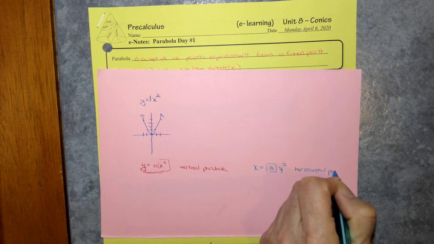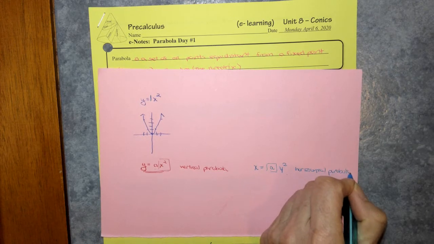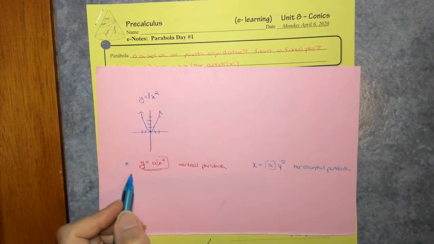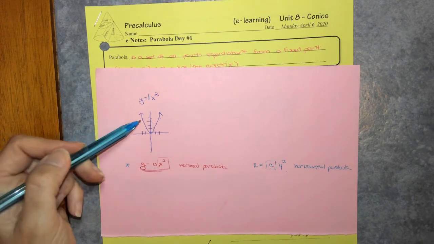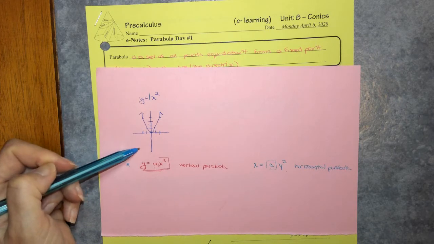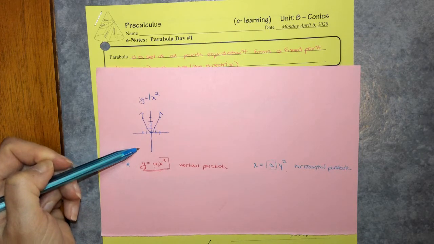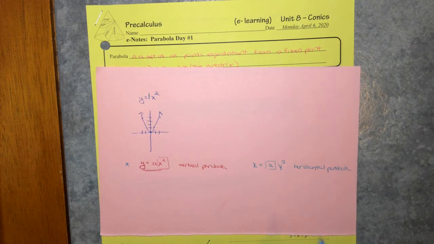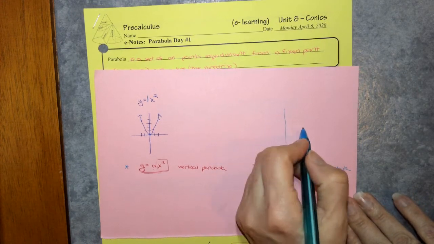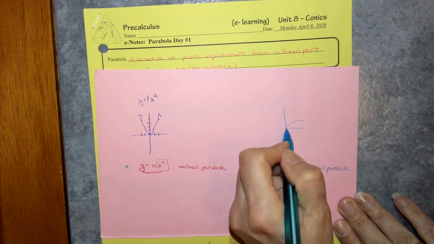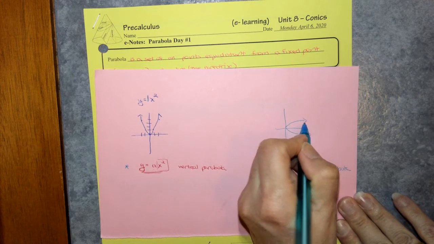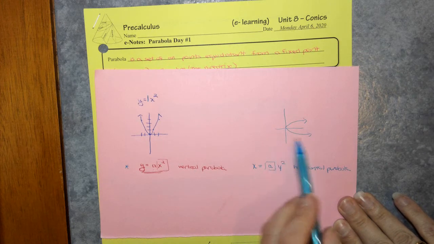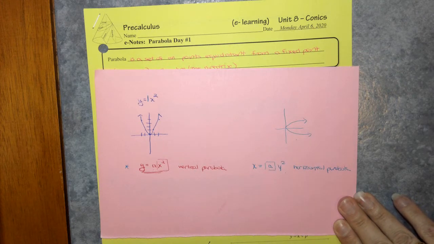So what I like to focus on at the beginning is that you already should know which one is vertical, because the vertical one opens up or down, and we're used to that one because we've been working with it since Algebra 1. And the new one, the horizontal parabola, one that, for example, might open to the right, is a horizontal parabola because it opens left or right, in this example.